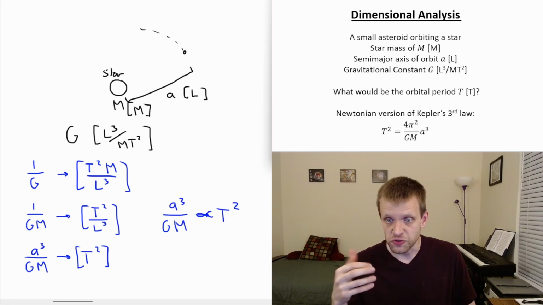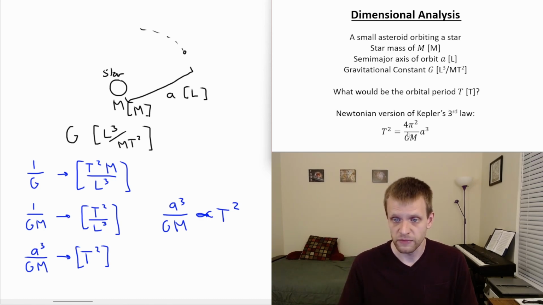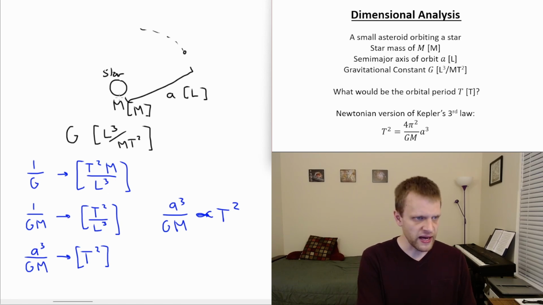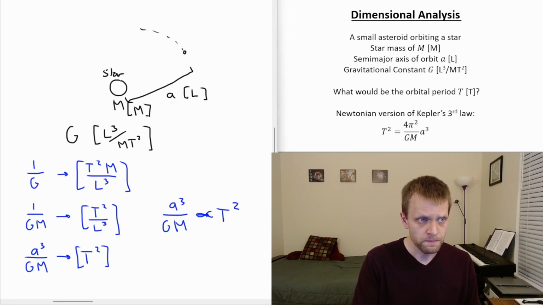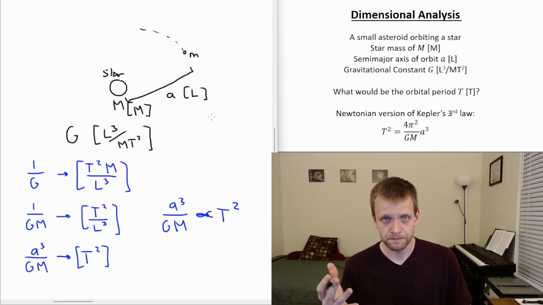This is basically Newton's version of Kepler's third law. The only thing that's missing from here is that constant, that dimensionless numerical factor 4 times pi squared. Everything else is already accounted for. We have T squared is related to a cubed divided by the gravitational constant times the mass of the star. Now you might ask, and rightly so, why didn't we include the mass of the asteroid?